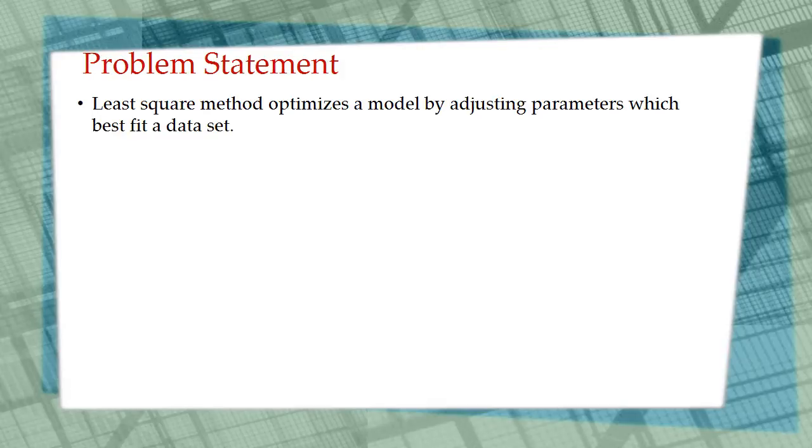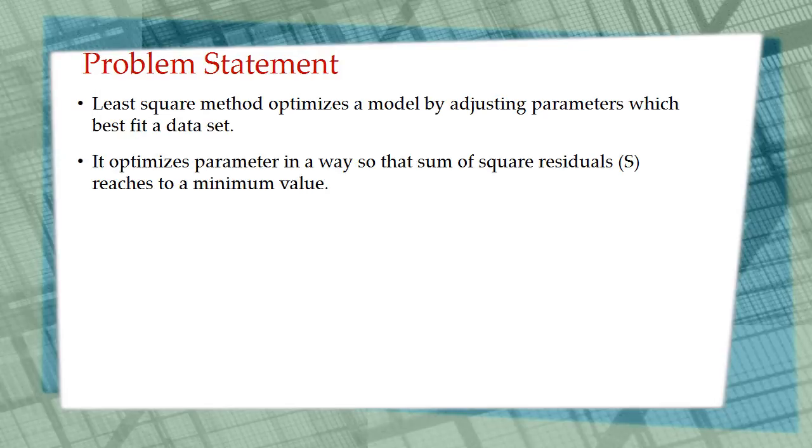Now, problem statement. This method optimizes a model by adjusting parameters which can best fit a data set. It optimizes parameters in a way such that the sum of square residuals reaches a minimum value. In simple expression, we can write S equals minimum of summation of ri square from i equals 1 to n.